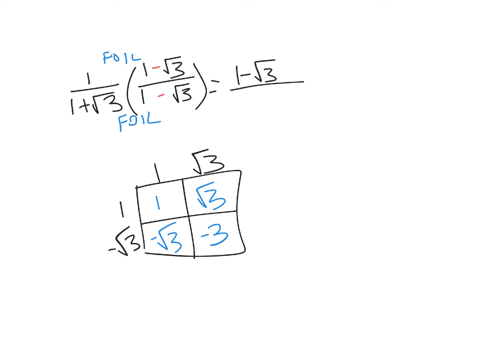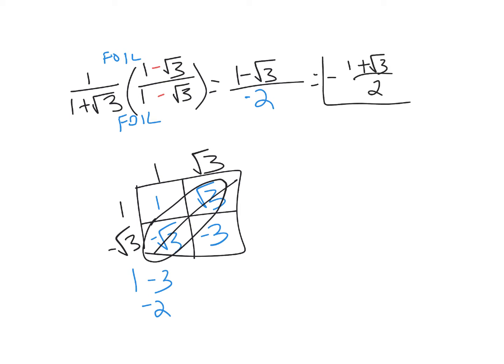negative 3. So if I write it out, 1, notice my middle terms are going to cancel. So I'm just left with 1 minus 3, which is negative 2. So I put negative 2 down here on the bottom. I can't simplify much except maybe the negatives. I can pull that out in the front, so do a negative 1. If I pull out a negative in the front, that's going to make this a positive over 2. I'm done.